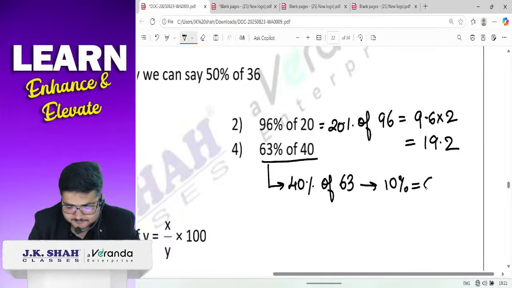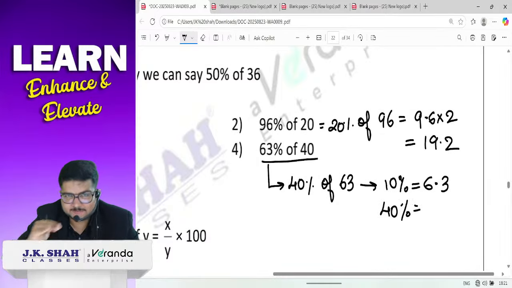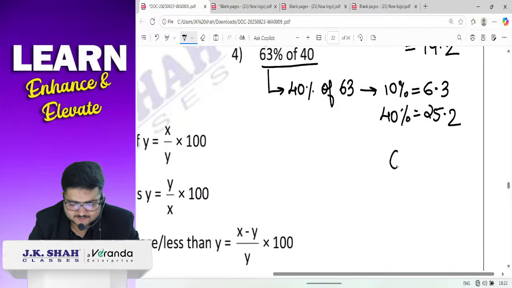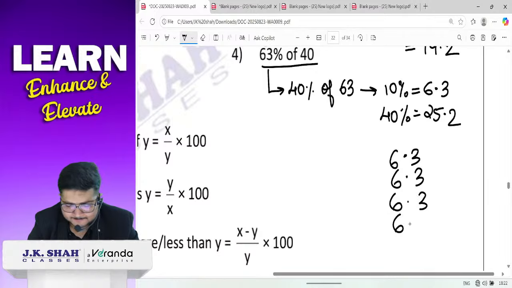10% is 6.3. So 40% will be 6.3 plus 6.3 plus 6.3 plus 6.3, which is equal to 25.2. Sir, how can we add such difficult numbers? 6.3 plus 6.3 plus 6.3 plus 6.3. How can we add this?